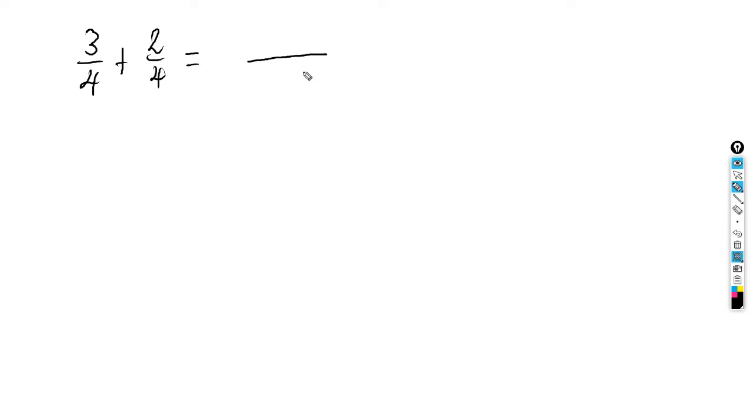Let's say we have 3 over 4 plus 2 over 4. Both of them have the same denominator, so we'd just end up with 4 here, and then 3 plus 2, which is equal to 5. So we'd end up with 5 over 4. But we're not going to write the improper form, we're going to write it in the mixed number form. To write 5 over 4 as a mixed number, 4 goes into 5 one time and leaves a remainder of 1 over 4.